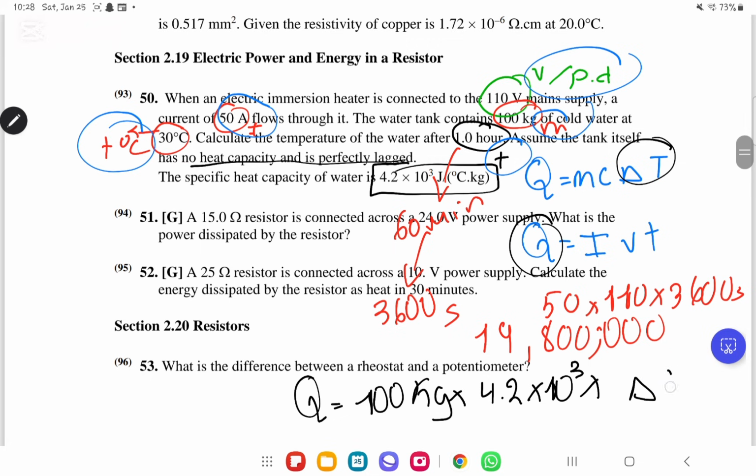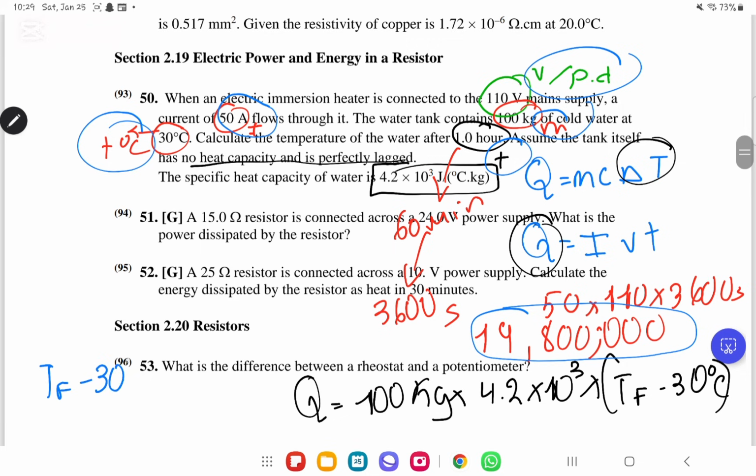Now, the change in temperature, we do not know which is the initial temperature and which is the final temperature. Okay, but actually, if you go back, you are given the temperature in degrees Celsius. So we will label this as temperature initial. And we know that delta T is temperature final minus temperature initial. So we can find the value of temperature final since we have the value of temperature initial, which is 30 degrees Celsius. And we also know that Q is 19,800,000.